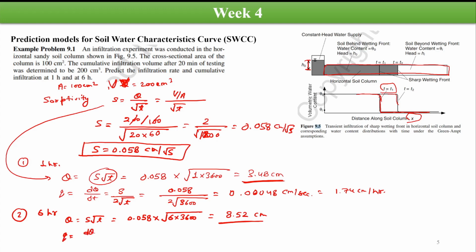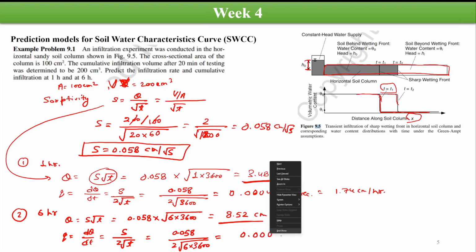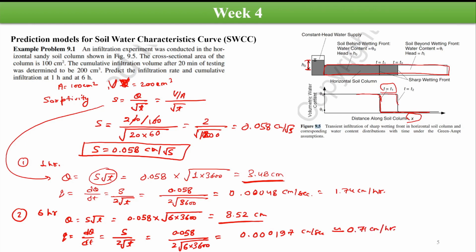Now the rate of the infiltration is dq upon dt. That's going to be s upon 2 under root t, and this will be 0.058 upon 2 times under root of 6 into 3600. Let's calculate this one, and we'll obtain a value of 0.0001919 centimeter per second. Converting into centimeter per hour, 0.71 centimeter per hour.